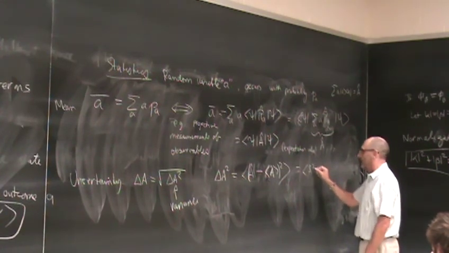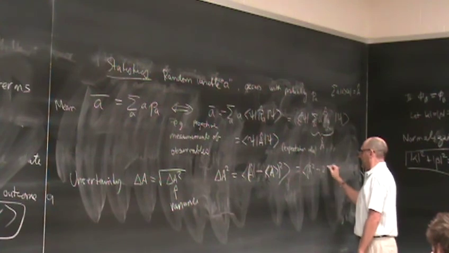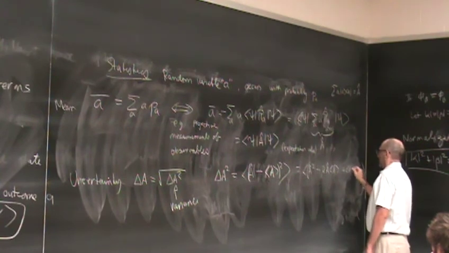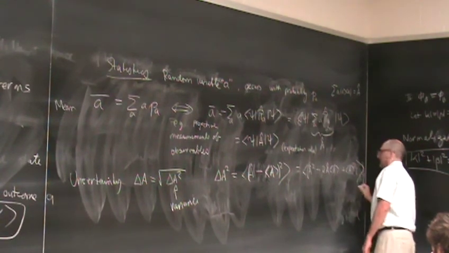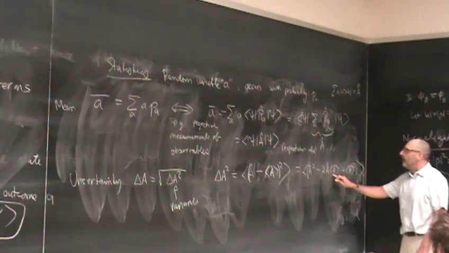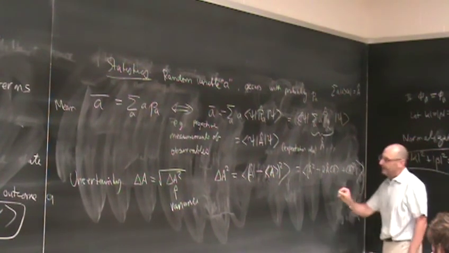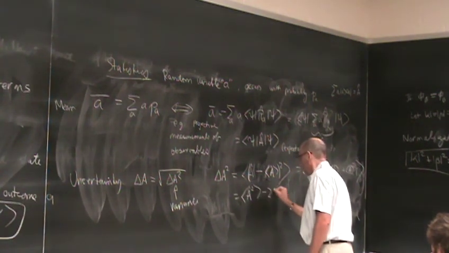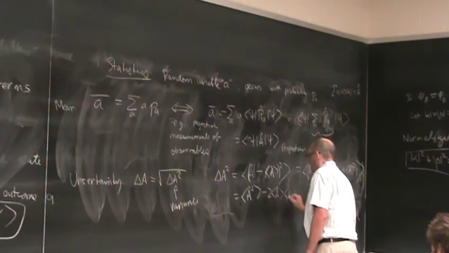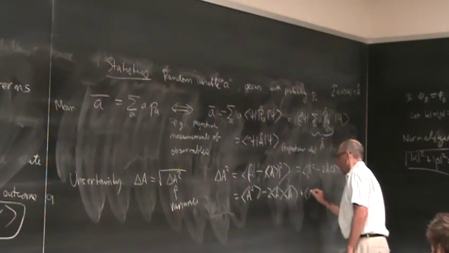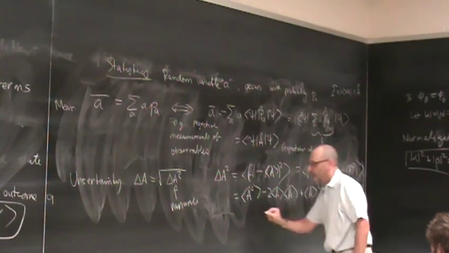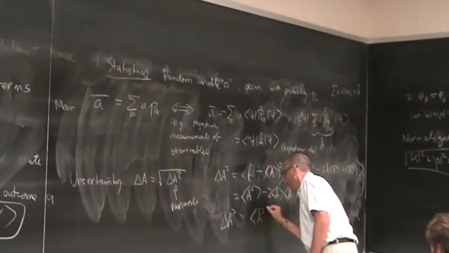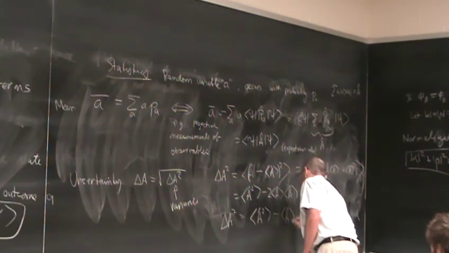This is this squared minus twice this times that plus this squared expectation value. This is a number, so it can come outside. I have minus 2 times the expectation of A times the expectation of A, plus the expectation of A squared. So, a familiar form that you know: the variance is equal to the expected value of the square minus the square of the expected value.